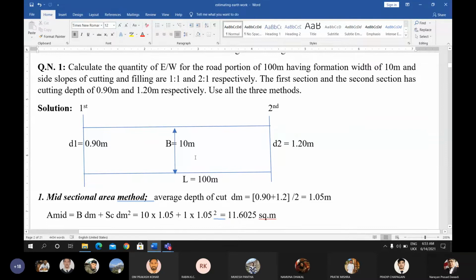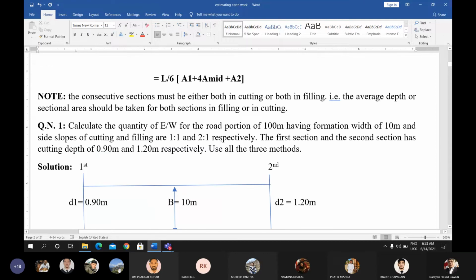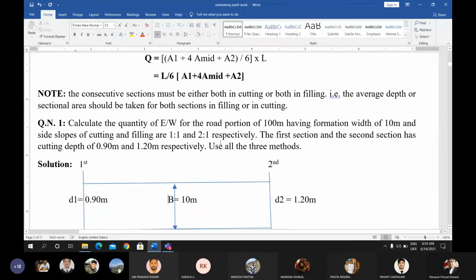We are in nursery class, so we are starting the ABCD. Such type of questions cannot be asked in the examination, but this is for the use of three different formulas. How can we calculate the volume of the earth?